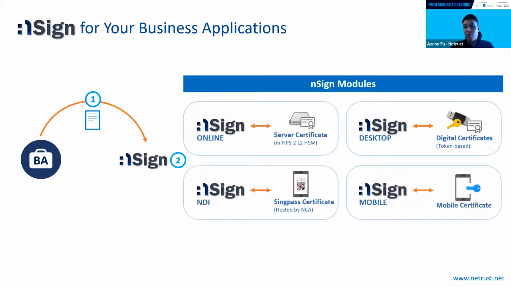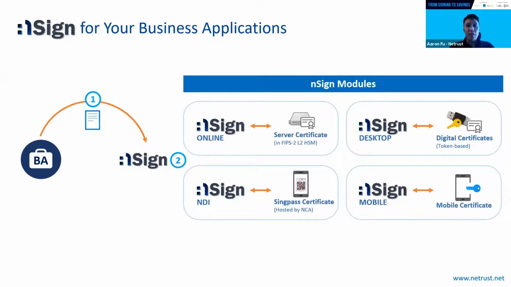nSign will then route this document to one of the 4 modules that we have to obtain a digital signature. So nSign Online that you see there is basically a way for you to do server-side signing or automated signing of documents. And these are typically certificates that are issued to an organization to sign on document for that source of truth. We also have nSign Desktop, which is actually linked to our token-based certificates to enable users to sign on documents using the USB crypto token.